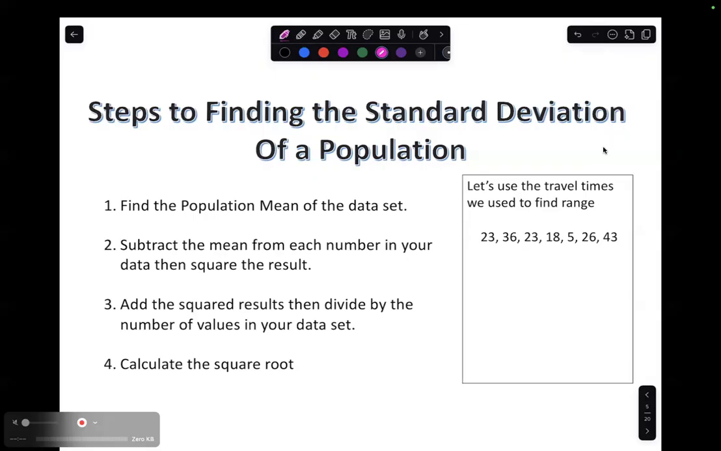First thing we need to do, does anybody still have handy what the mean was of the travel times? Or I can do it again, but I just didn't know if anybody had it handy. She said 24.9. It is. Yes. Okay. So 24.9 is the mean.